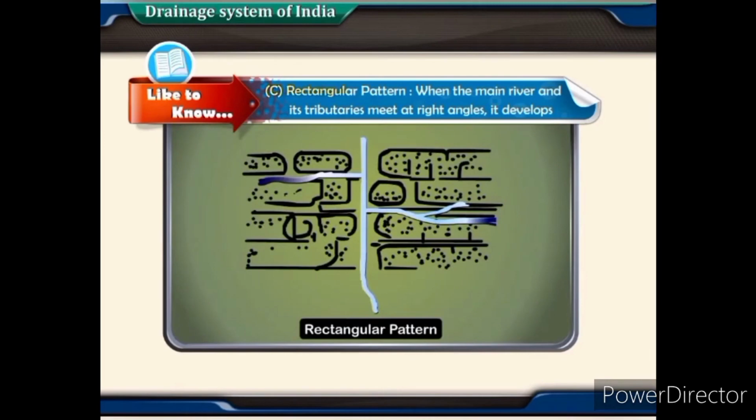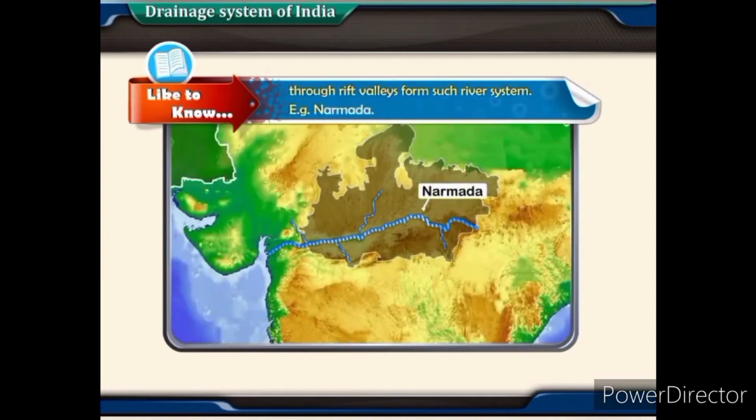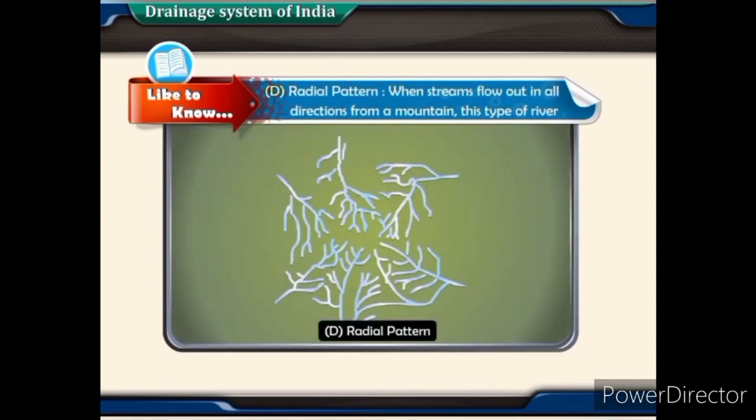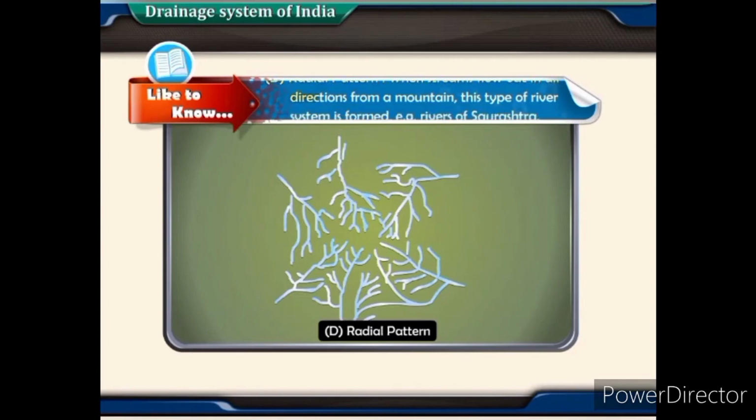C. Rectangular pattern. When the main river and its tributaries meet at right angles, it develops rectangular pattern. Mostly, rivers flowing through rift valleys form such river system. Example, Narmada. D. Radial pattern. When streams flow out in all directions from a mountain, this type of river system is formed. Example, rivers of Saurashtra.